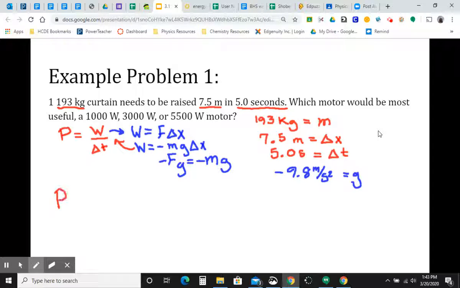P equals, now W, but I'm going to write negative mg delta x, and that came straight from right here, straight from this equation here. So that guy. And then I'm just going to divide all that by, well, no, that's easy. That's just going to divide by delta t.